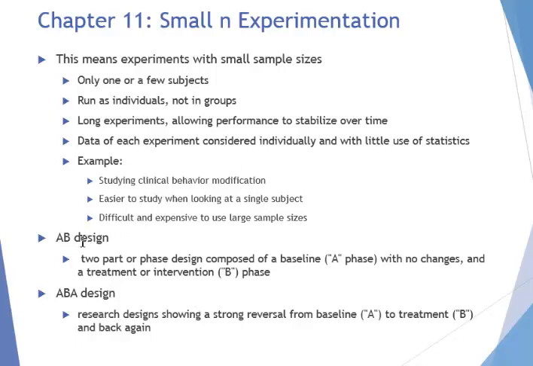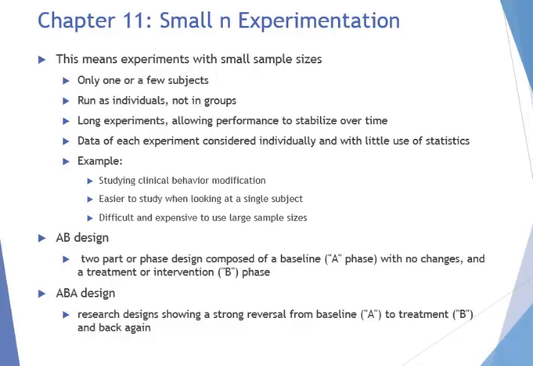Now, there's the A-B design, which is not as good. The A-B design is a two-part phase, which is designed as a baseline, which is the A phase with no changes, and then the treatment or intervention, which is the B phase. You see how a child behaves in school without taking Ritalin, and then you give the child Ritalin for a few months and study how the child behaves over the next few months. That's an A-B design. The A-B-A design, which is superior, but as we'll see, we can't always use it, shows a reversal to treatment and back again.